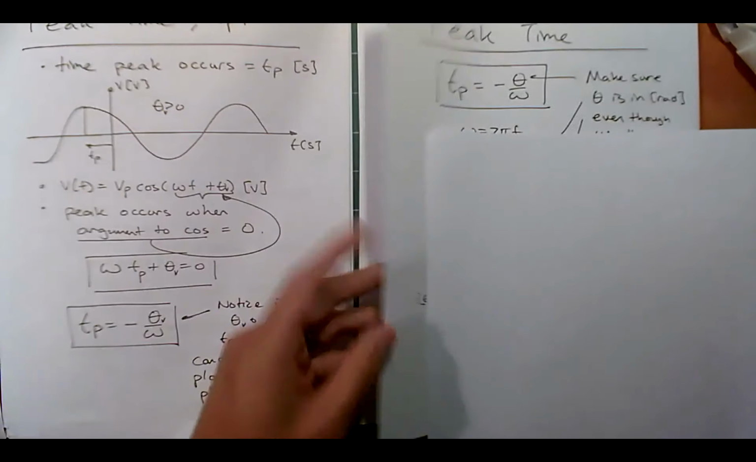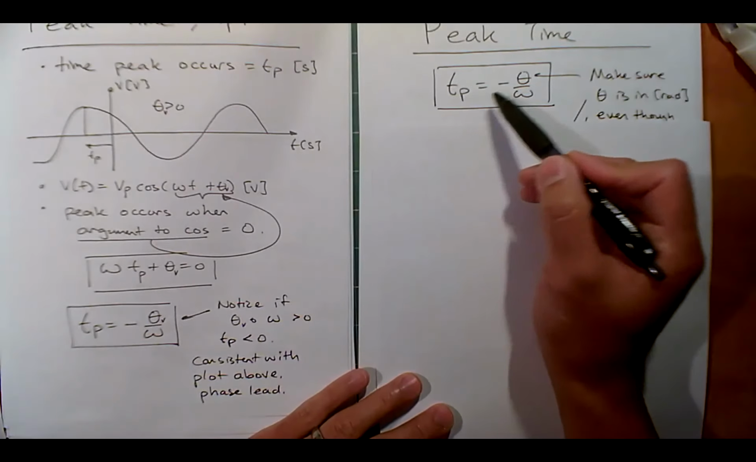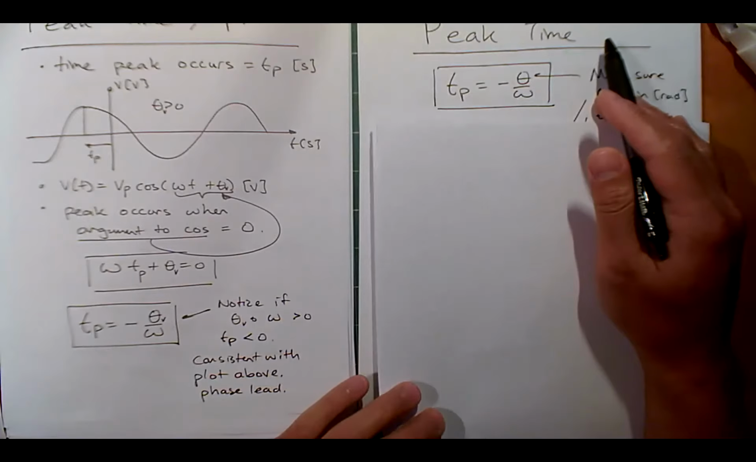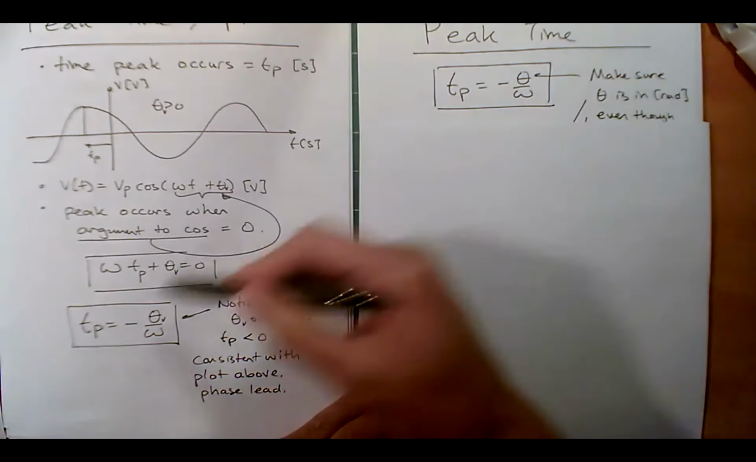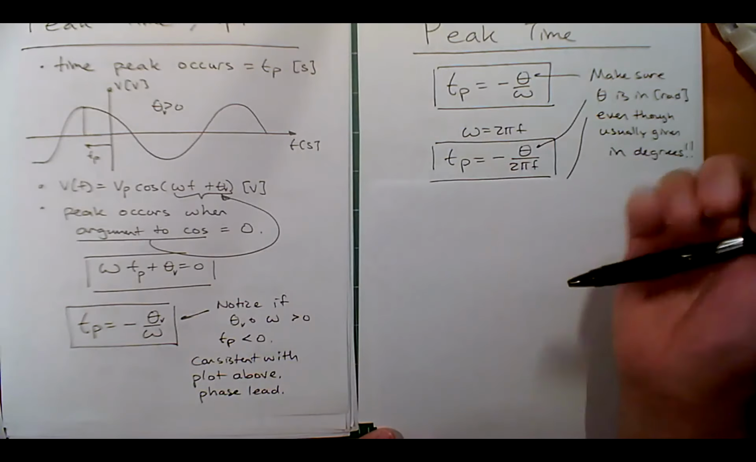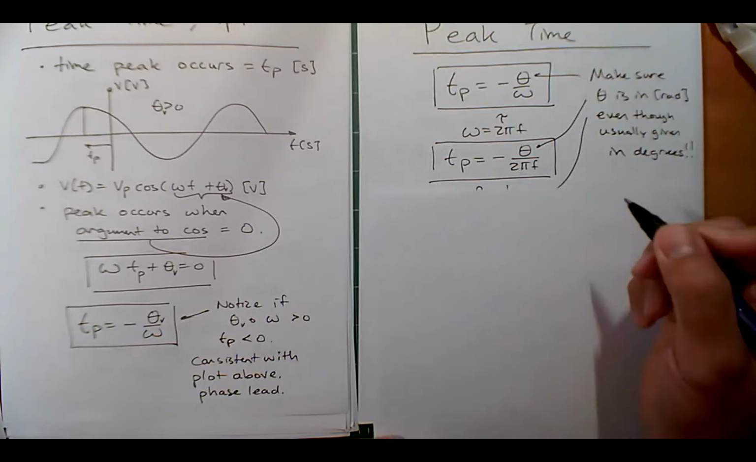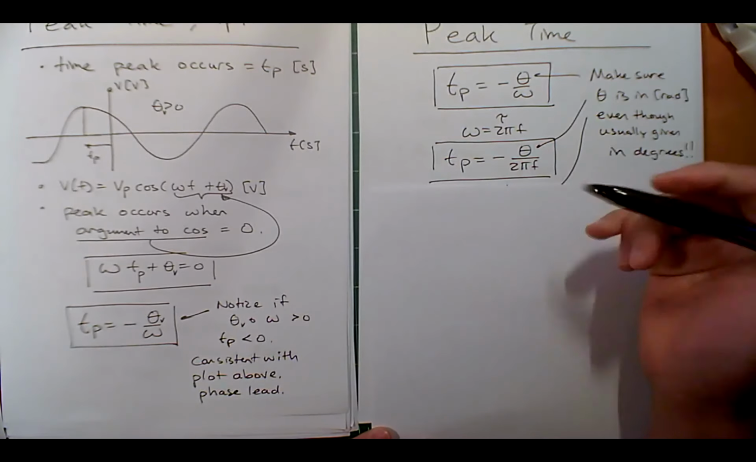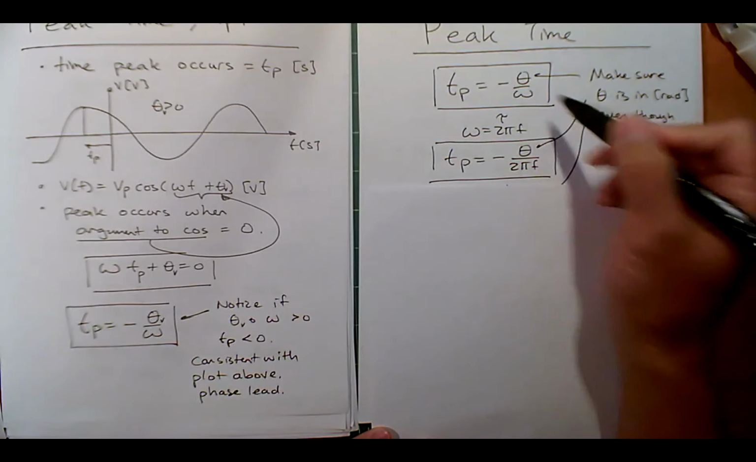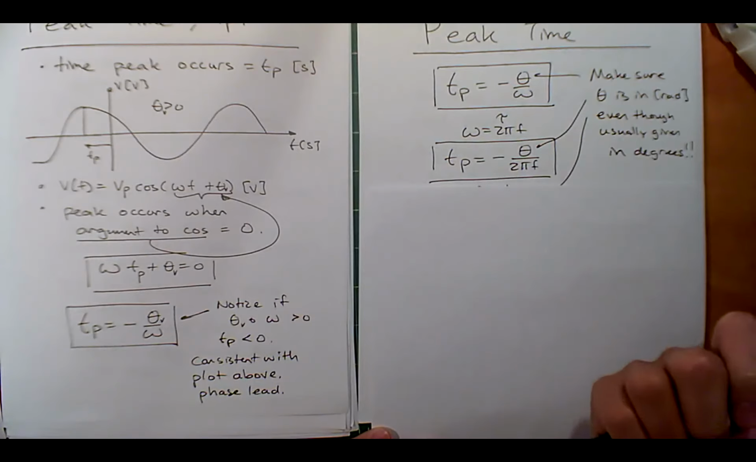Let's look at these equations here. So we have peak time equals minus theta over omega, and let's look at some other equations that are equivalent to this one. We know omega equals 2 pi f, or maybe I should put it in tau f, right? That should be the same. So if I know the frequency, it's the same information as the omega. So this is equal to minus theta over 2 pi f, or 1 tau f.